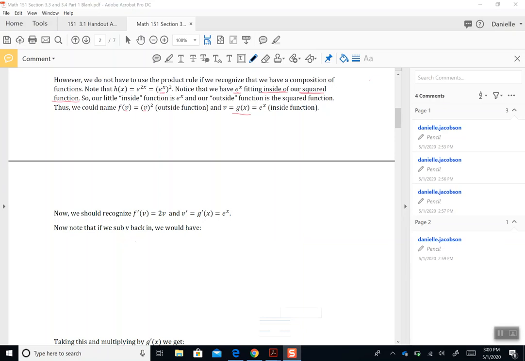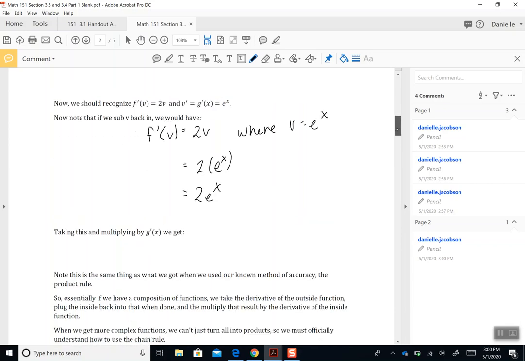First, notice that if we take f prime of v, where we defined f of v to equal v squared, that's really the same thing as 2v. If we look over here at our v function and take the derivative of that, that's really the same thing as the derivative of e to the x, which is just e to the x. Now let's sub v back into our f prime equation. We have f prime of v is equal to 2v, where v is equivalent to e to the x. That would give us 2 times e to the x. I don't really need to write the parentheses there, but I did. I'll just write that as 2e to the x. It's the same thing. So we have that little part of it.